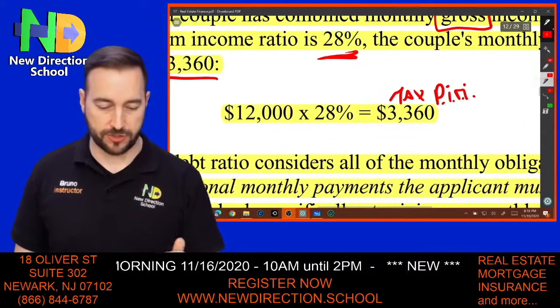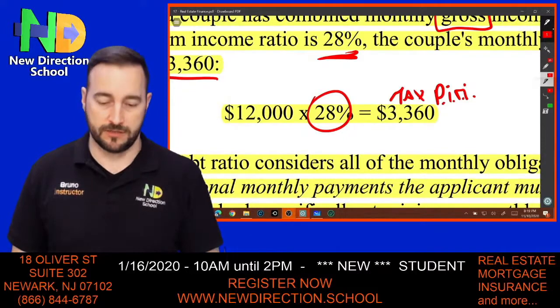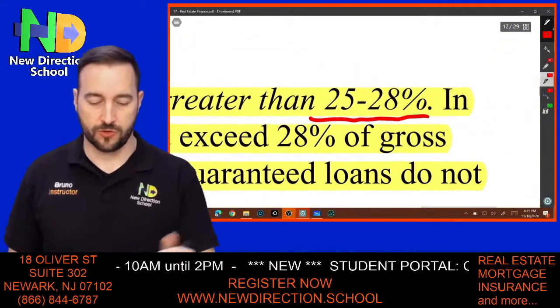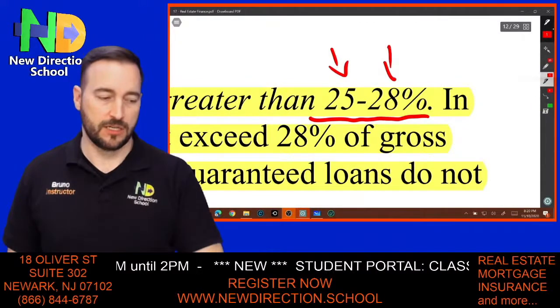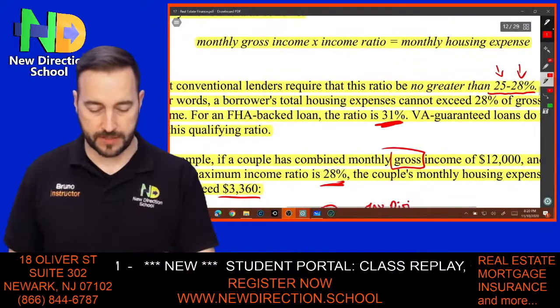It's the bank's ratios. Bank ratios could be higher, could be lower. It all depends on what they want. Like right here, usually it's no greater than 25 to 28%. So they can choose whatever they want for conventional loans. Okay.